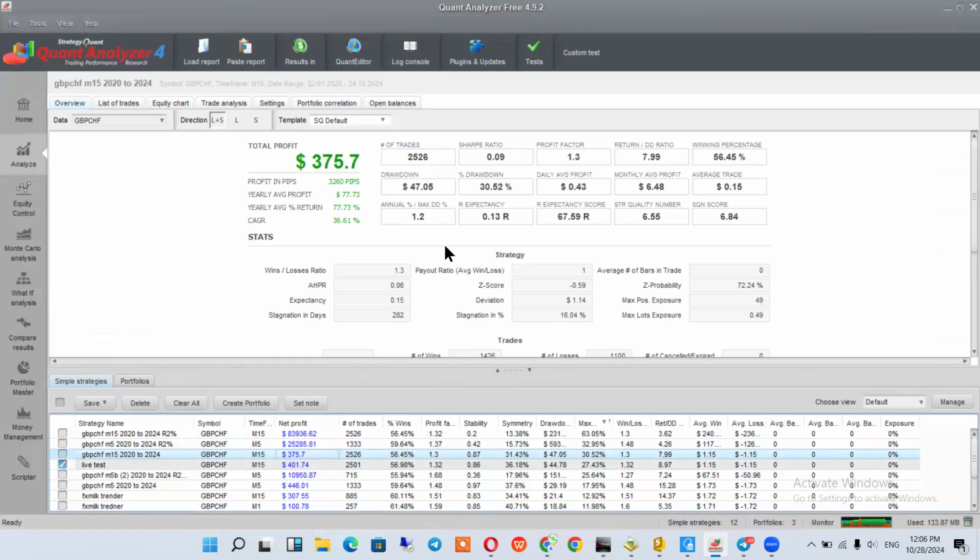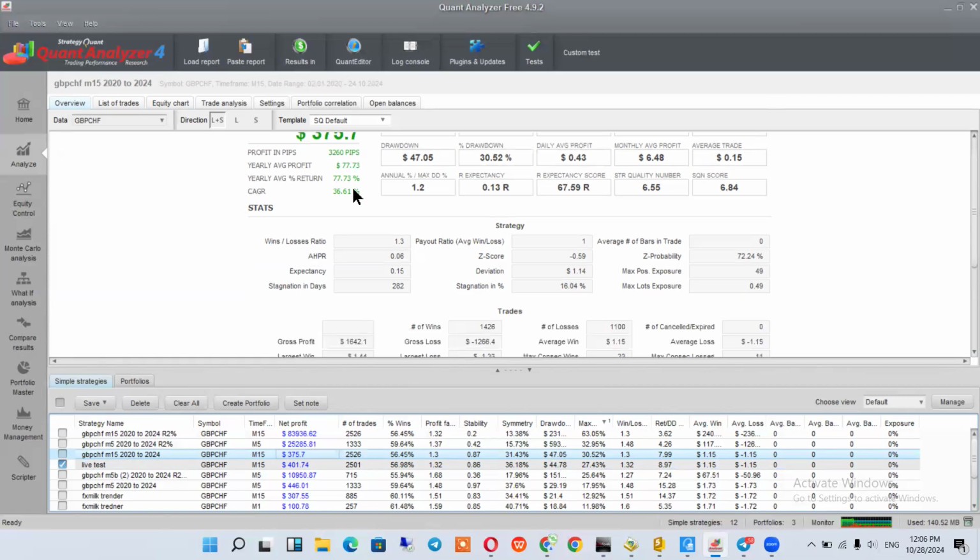GBPCHF, 15 minutes time frame, giving us a profit factor of 1.3. Return divided by drawdown ratio is 7.9. Winning percentage, 56% of all the trades were profitable. At 1-to-1 risk reward ratio, you need just 50% of trades to break even. Anything above 50% is pure profit for you. So over the 4 years, we are able to accumulate a total of 3,260 pips.